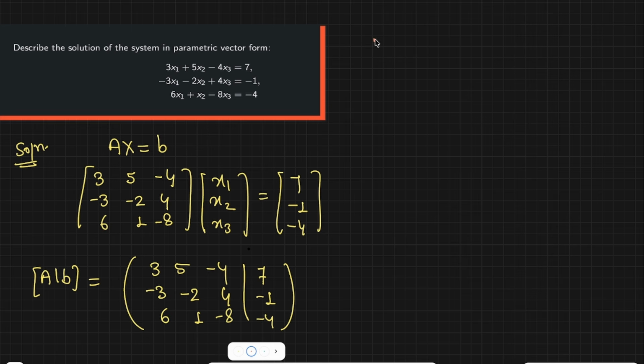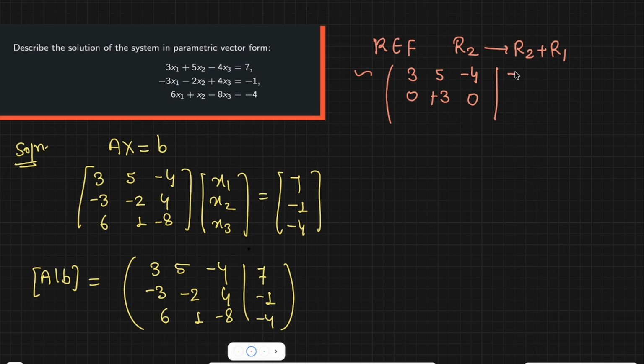So I will simply apply R2 interchange with R2 plus R1. So it will be 3 0 5 minus of 3. Okay, because plus of 3, and it will be minus 4, it will be 0. Then here it will be 7. If I add, then it will be 6.